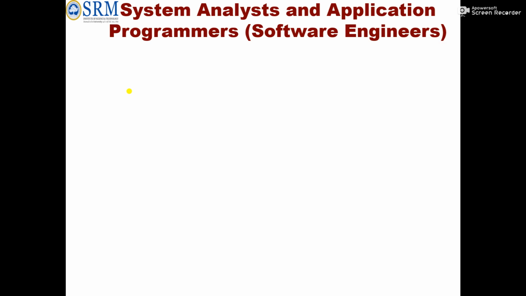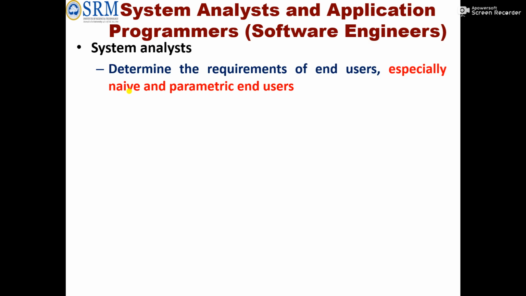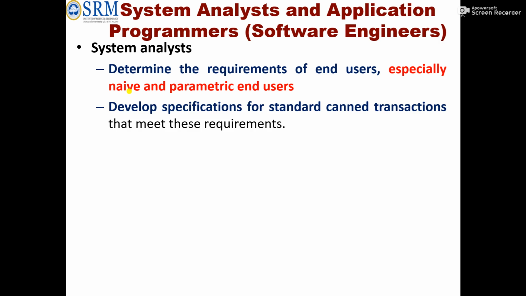Right? And next are the system analysts and application programmers. Both are called software engineers. The system analysts determine the requirements of the end users, especially the naive and parametric end users. Once the requirements are ready, they have to develop the specifications for standard canned transactions.